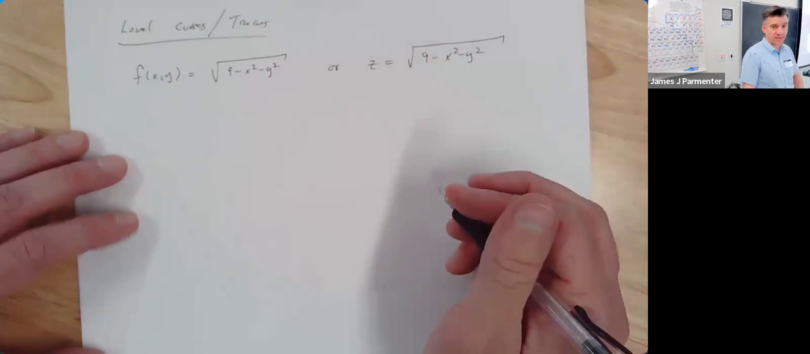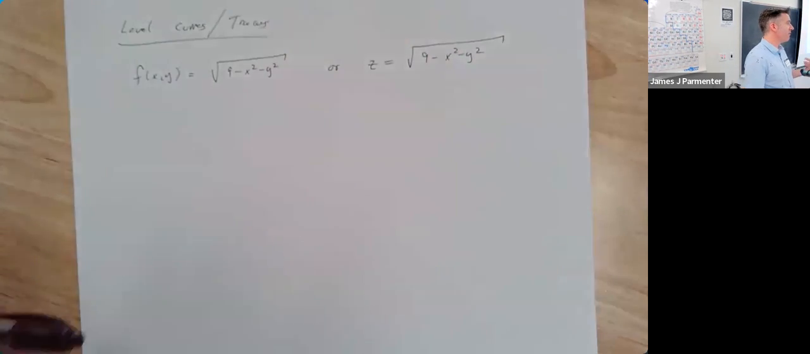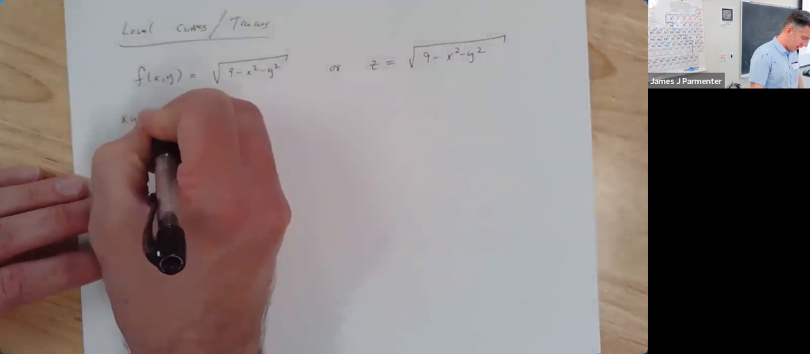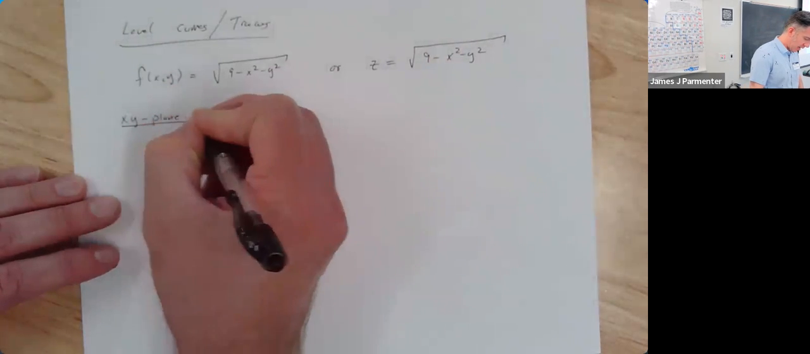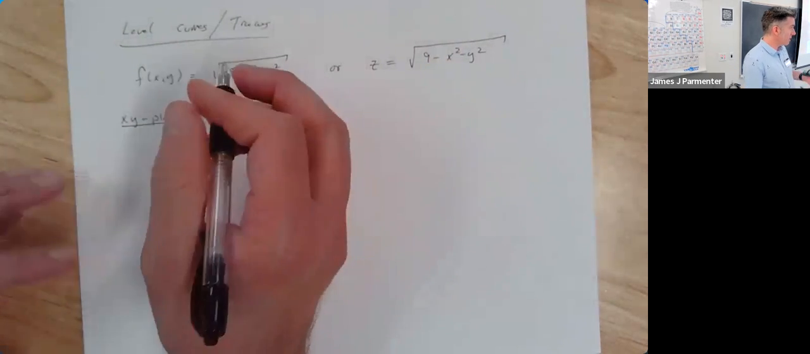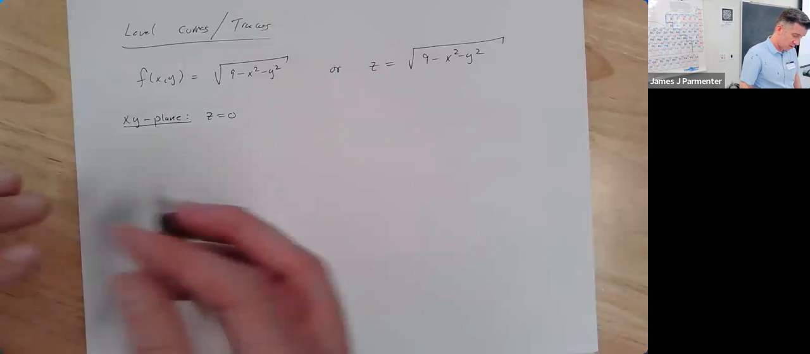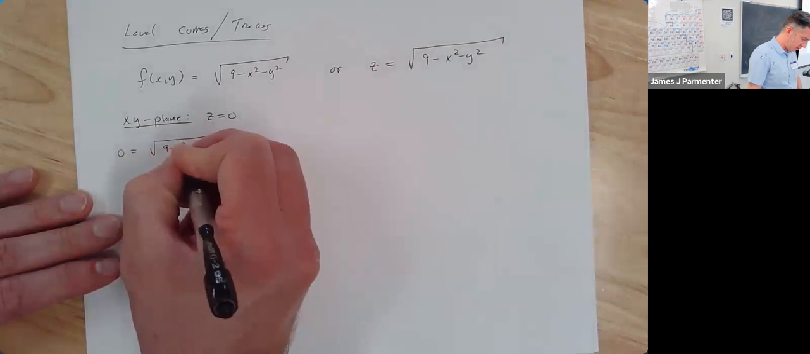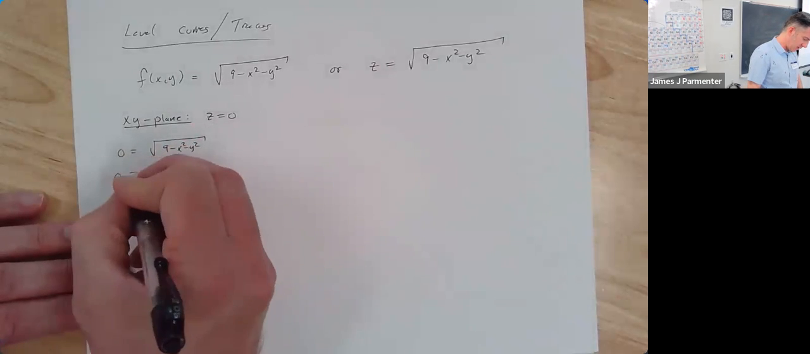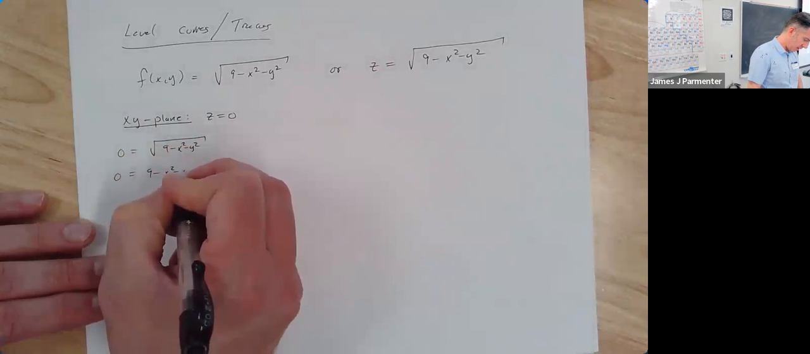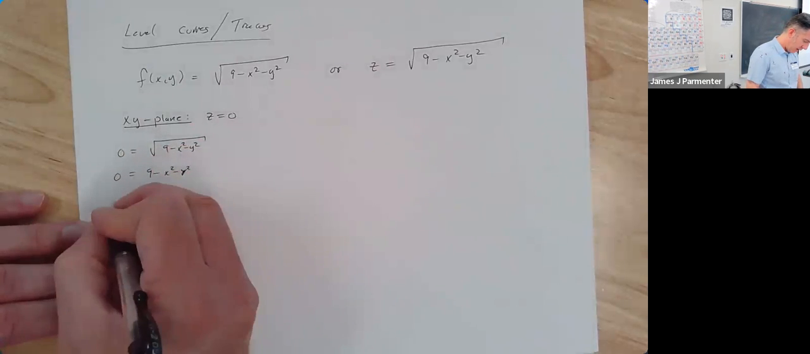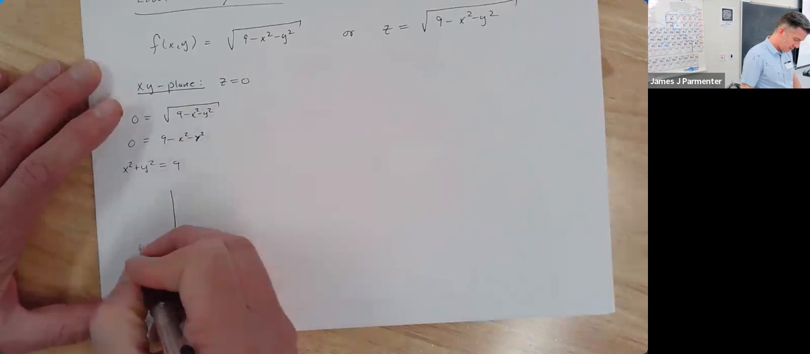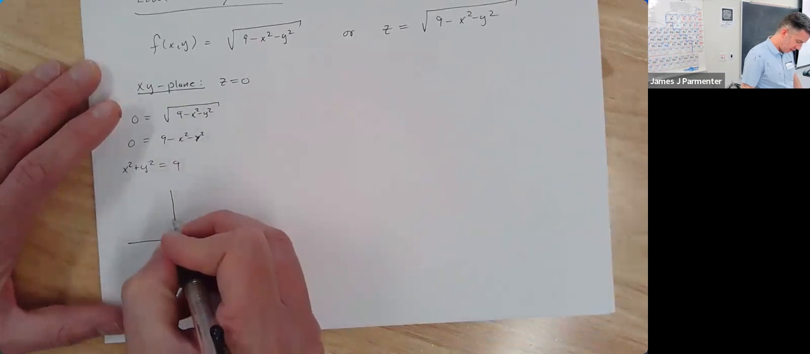I'm going to find the traces by setting each of the different variables equal to 0. So for the xy trace, or the trace in the xy plane, I'm going to set z equal to 0, because to be in the xy plane, z has to be 0. So I'm going to get 0 equal to the square root of 9 minus x squared minus y squared. I'm going to square both sides and bring the x squared and y squared over to the left. You get x squared plus y squared equal to 9. So in the xy plane, my trace is a circle of radius 3.